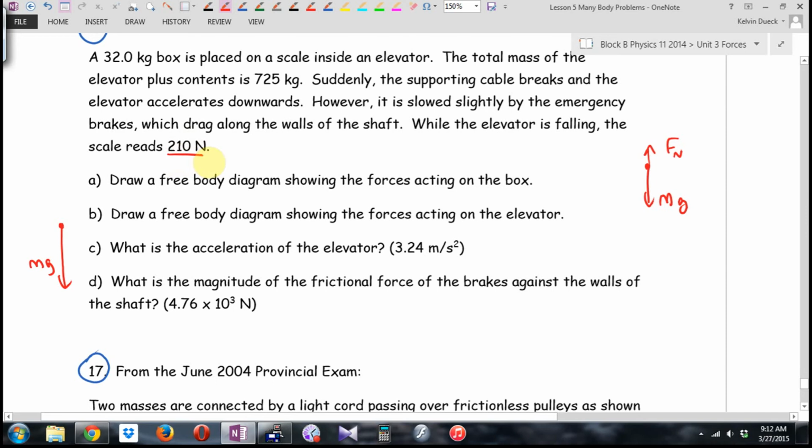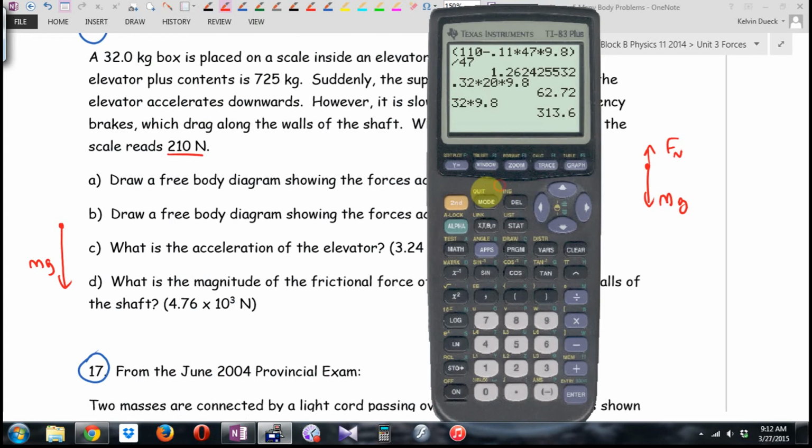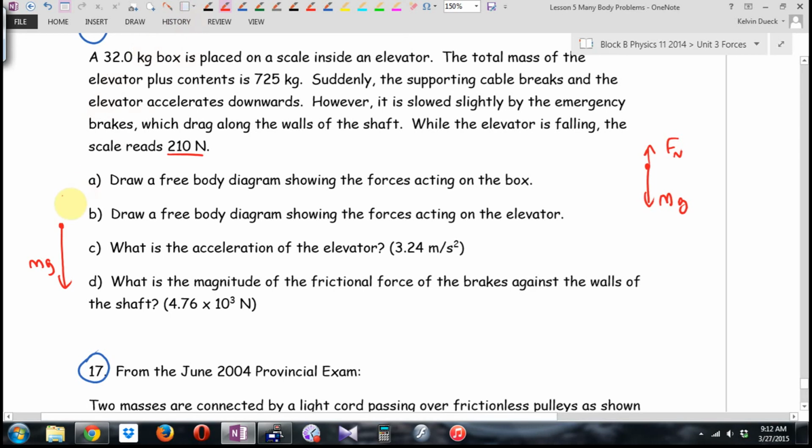But it tells me one more thing. It says the scale reads 210 newtons. By the way, what does the scale measure? Not mg, not Matt. What does the scale measure? So what it's telling me is the normal force on the box is 210. Normally, the box has a normal force of that much. What is the scale reading right now? So does the box feel heavier or lighter? So is this elevator accelerating down or up? So I know from that the braking force, I'll call it FB, must be smaller.